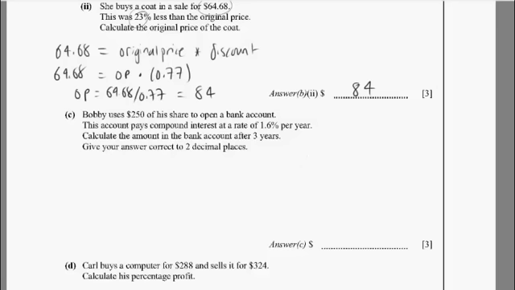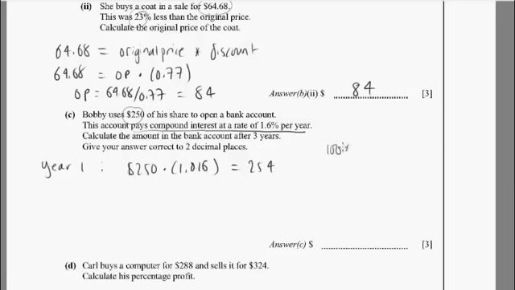So if the account is paying compound interest at a rate of 1.6% per year, we're expecting that his original amount is going to increase. So this is not some kind of deduction, but it's an addition to his original amount. So this means that 1.6% is going to be added to the original $250. So in year 1, 250 times 1.016 is going to equal 254.